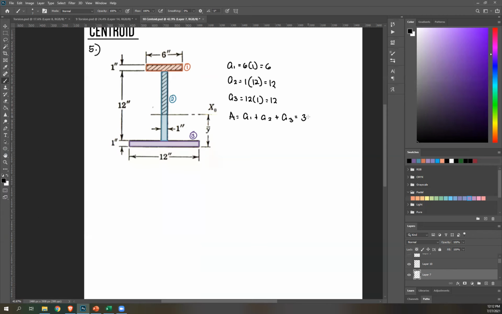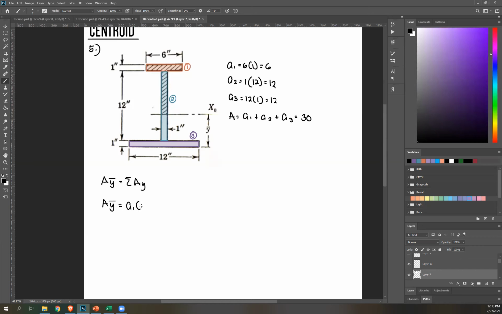So 30. And then next, again, we already know the location of your X bar, right? It's here. Since this is symmetrical along this line. So the only thing we're looking for is Y bar, as you can see there. And then to solve for that, it's A Y bar equals summation of AY. We already know A, 30. So just copy that. And then let's start with A1.